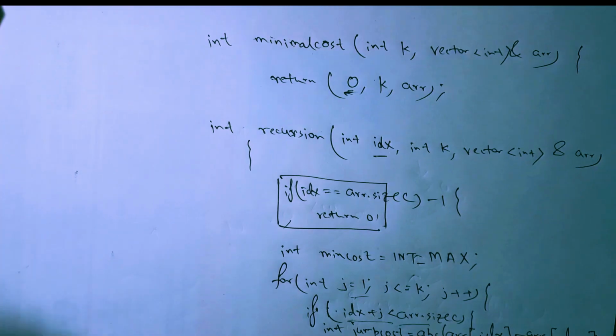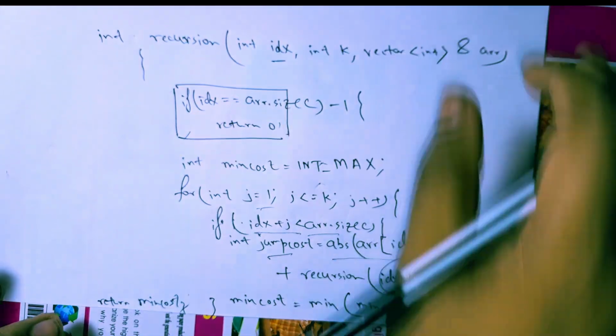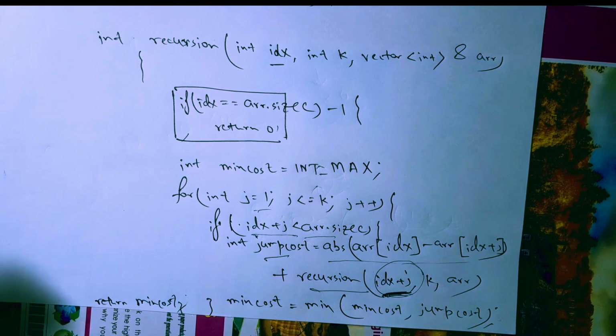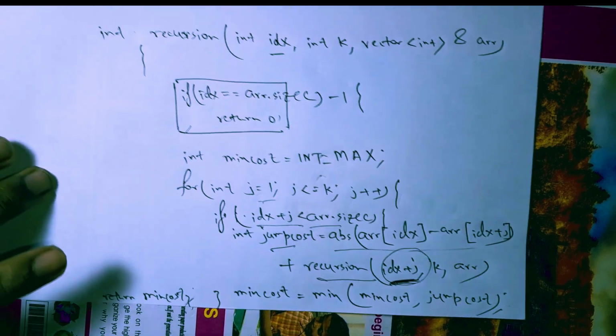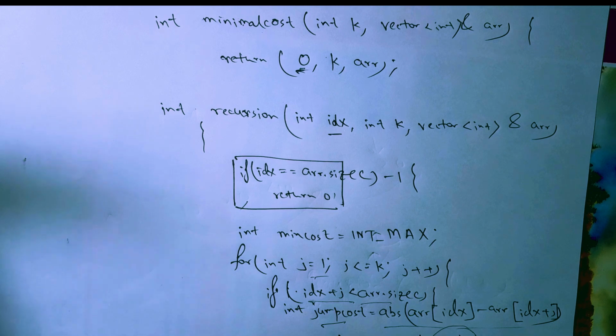Okay, 1D array or 1D DP. So you have to keep it in mind forever. In the recursion call, you have to check how many variables are changing, and according to that you have to make the DP. If one variable is changing, then you have to make 1D DP. If it is 2, then you have to make 2D DP.